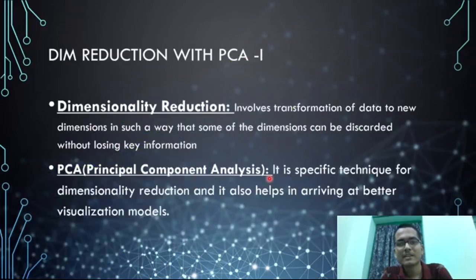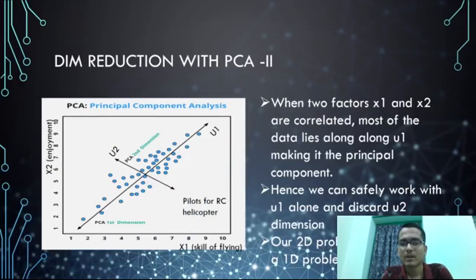So, dimension reduction with PCA. I told you what dimension reduction is earlier in this video. Principal component analysis is a specific technique for dimension reduction, and it also helps in arriving at better visualization models. So let's understand this very clearly.